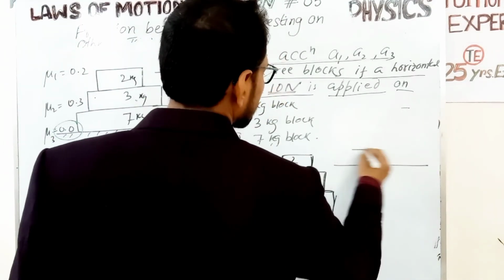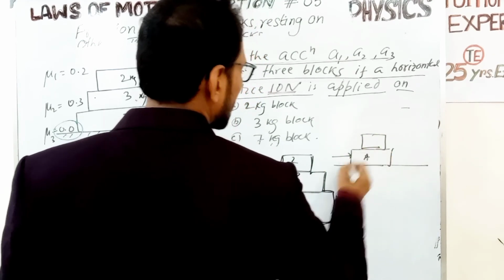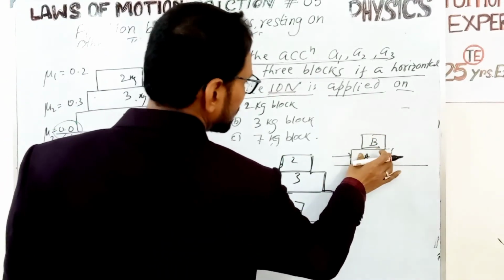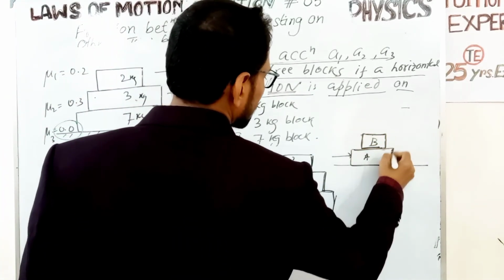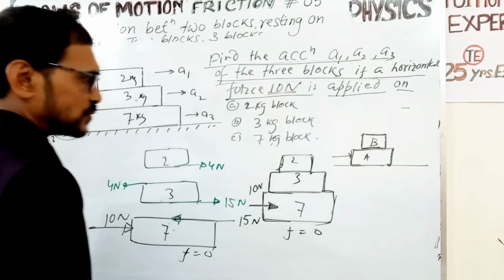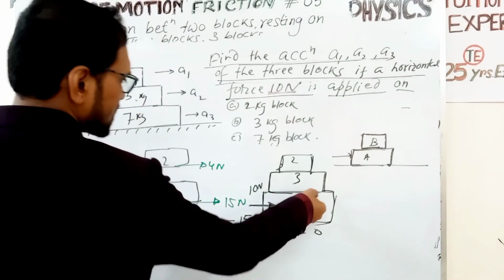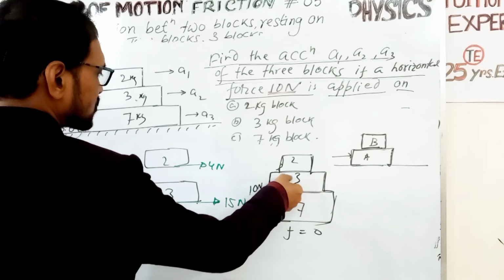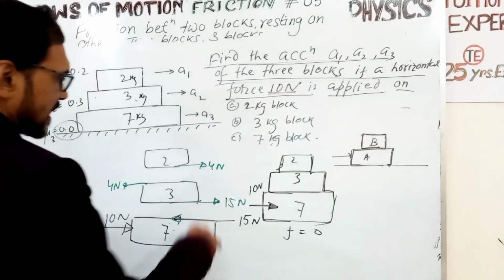So remember, suppose 2 blocks are present here and an external force cannot move this block, then B cannot move. This is a general concept. If A cannot move, then how can B move? So this is the practical concept. You don't have to consider the friction force. So 7 first cannot move over the 3, because friction force is here. So taking 7 and 3 together, 3 cannot move, so 2 cannot move, that is 7, 3, 2 act as a whole system.